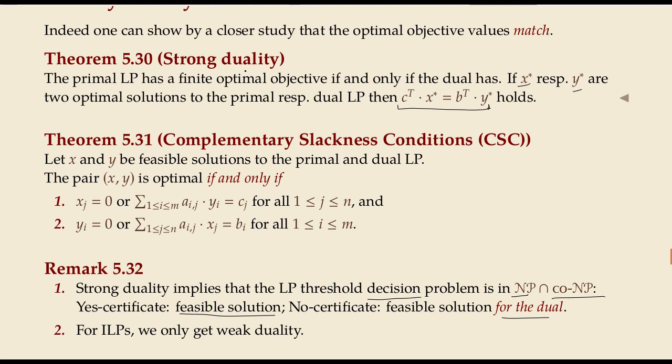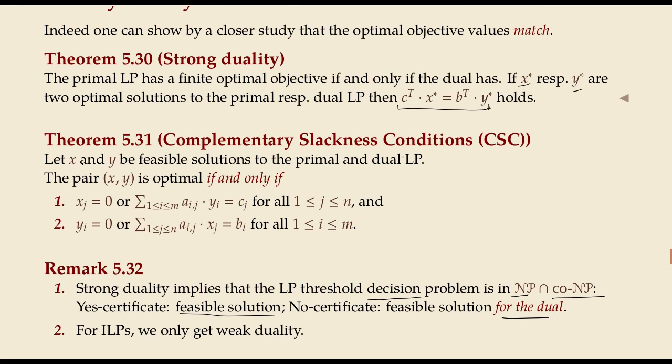Then there's a second theorem that essentially falls out of strong duality. It's easy to prove, even though I will skip the proof because it's just filling in these matrix representations. But we will make use of this in algorithms. So I think it's very helpful to have these complementary slackness conditions.